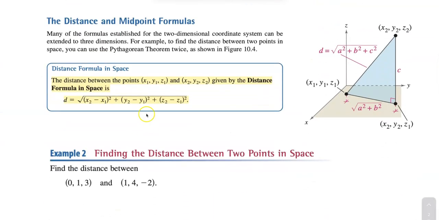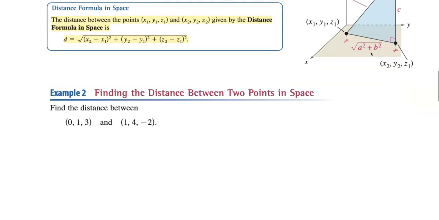Distance and midpoint formulas are very similar to the way they are in 2D space. The only difference is that for the distance formula, we add a third component, which is the z's. That's it. The 2D formula is the square root of a squared plus b squared. In 3D space it becomes the square root of a squared plus b squared plus c squared, because of the third dimension. That's all it is.